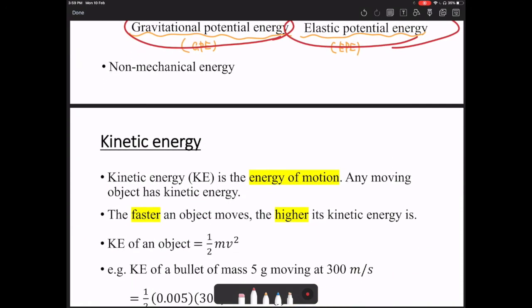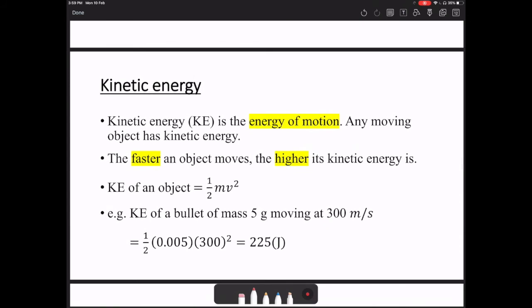First, kinetic energy. Kinetic energy is the energy of motion. Any moving object has kinetic energy. That means if something is moving, we can say this object has kinetic energy. The faster an object moves, the higher its kinetic energy is. How do we calculate the kinetic energy of an object? Kinetic energy of an object equals 1/2 times mass times velocity squared.